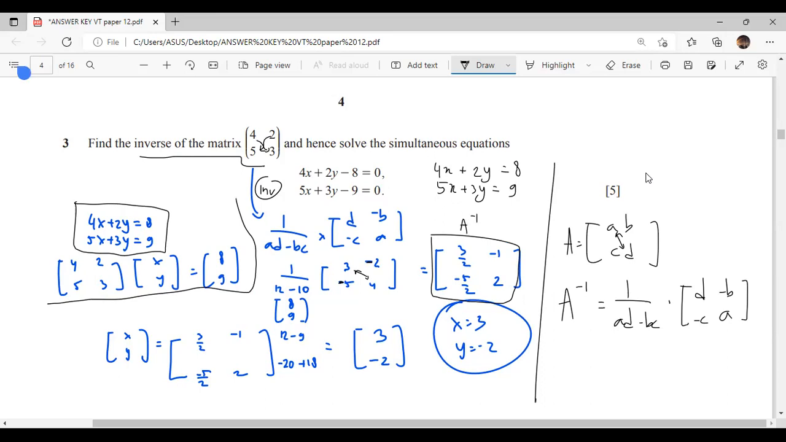Then, if you want to find x and y, you need to multiply by the inverse, right? You put the inverse here, times by 3, 2. 8, 9, sorry, times by 8, 9. Okay, times by this, you multiply this. I put it on top. And then you do the multiplication for the matrix.